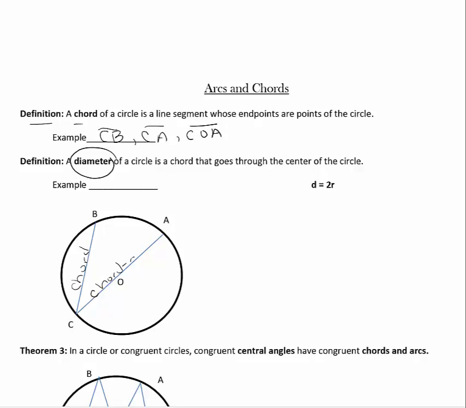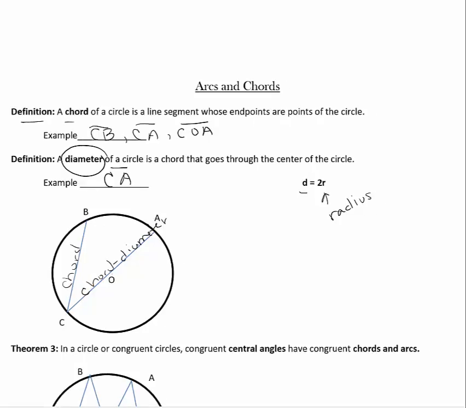So this chord is also called a diameter because it's going through the center of the circle right over there. So CA is a special chord called a diameter. And like we talked about before, diameter equals 2 radius. So if the diameter is 10, then the radius must be 5 because 2 radius equals a diameter.